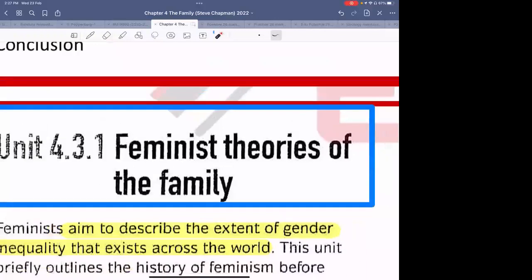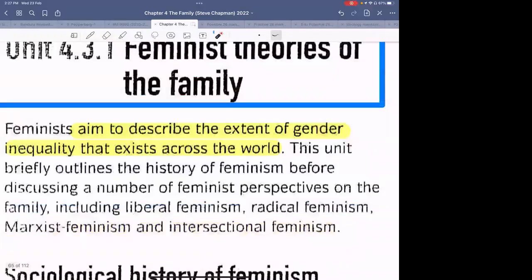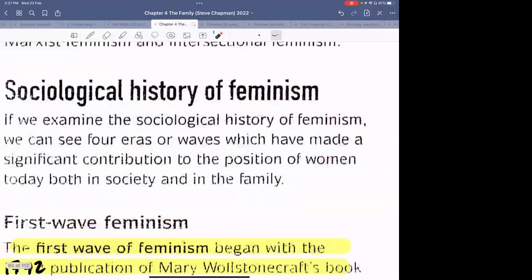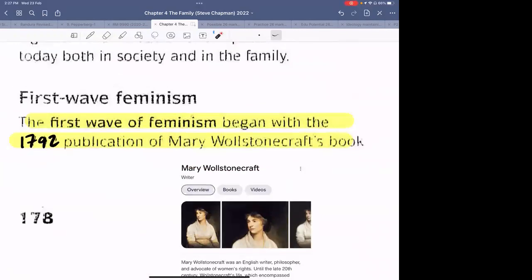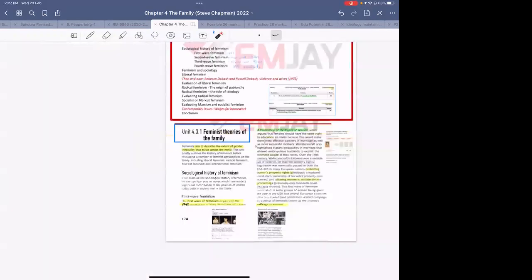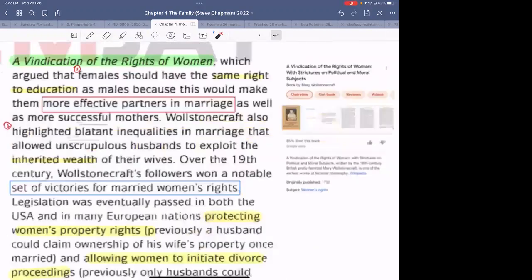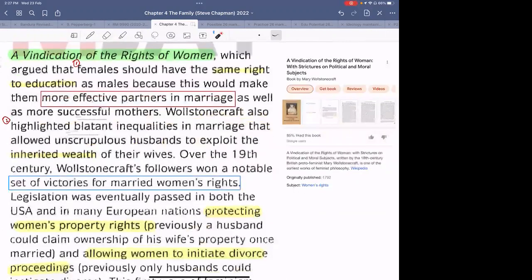So like I said, we'd start off with the sociological history of feminism. The first wave began in the year 1792, that is 230 years back. Now, what did this book comprise of? What is the name of the book? The name of the book is A Vindication of the Rights of Women with Strictures on Political and Moral Subjects. So, A Vindication of the Rights of Women.